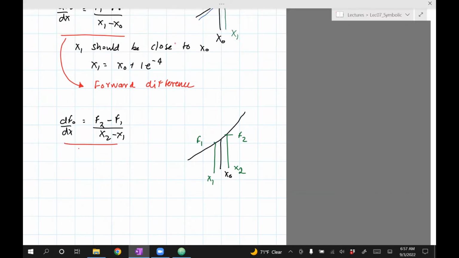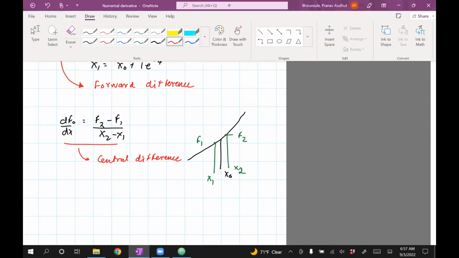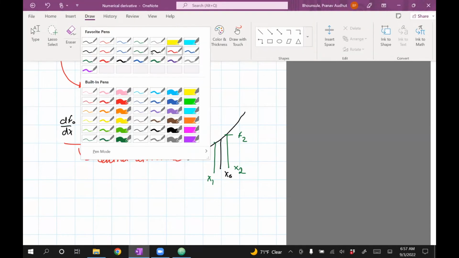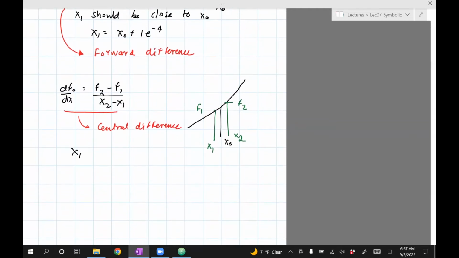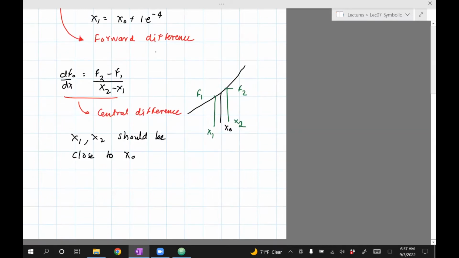So this is known as central difference, and it is known to give slightly better estimates for the derivative compared to forward difference. Okay, again, x1 and x2 should be close to x0. So typically we take x1 equals x0 minus 1e-4 or 1e-5, and x2 equals x0 plus 1e-5.